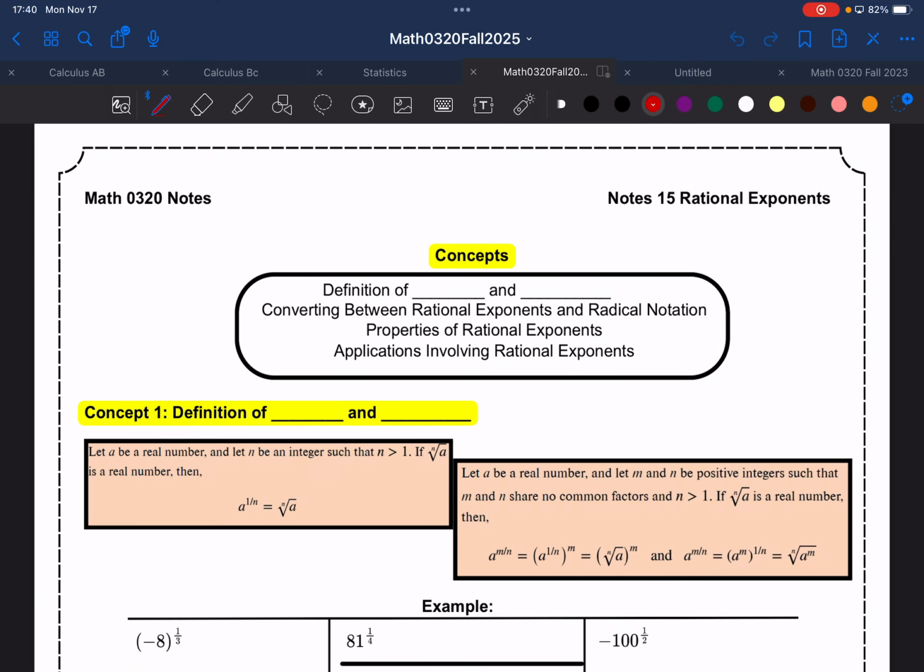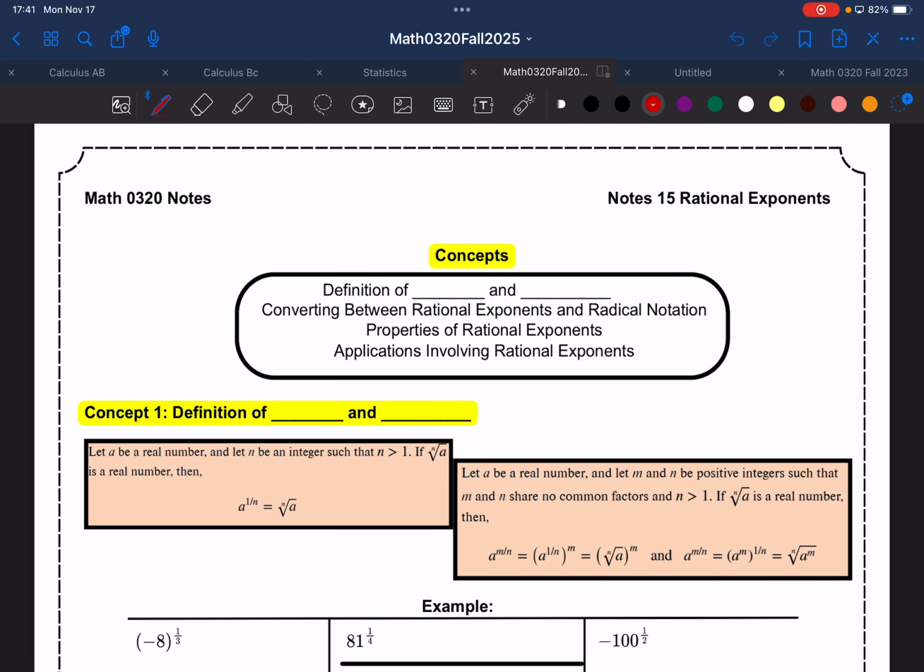Good evening. We're going to start Notes 15, Rational Exponents. Just a reminder that we do have a test tomorrow, and that test will be over Notes 11 through Notes 15, so these notes right here.